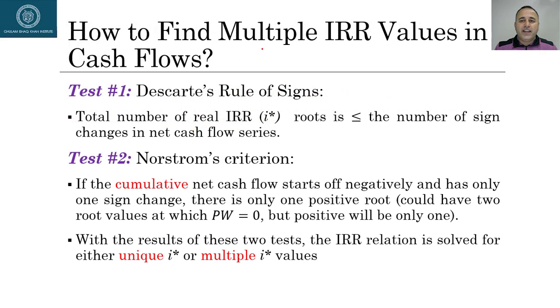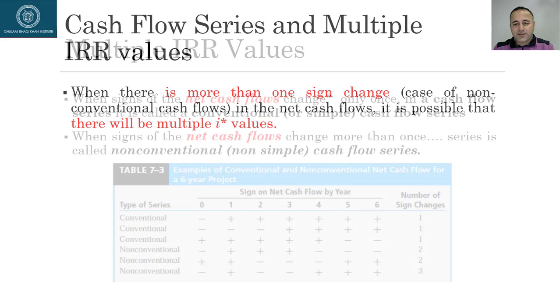Now, how do we find multiple IRR values in cash flows? There are some tests. Test number 1, Descartes' rule of signs. The total number of real IRR roots is less than or equal to the number of sign changes in the net cash flow series. Let me go back to the previous slide.